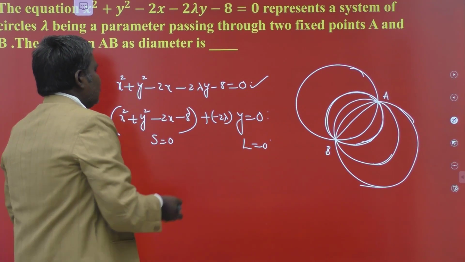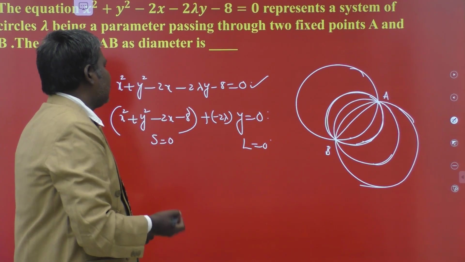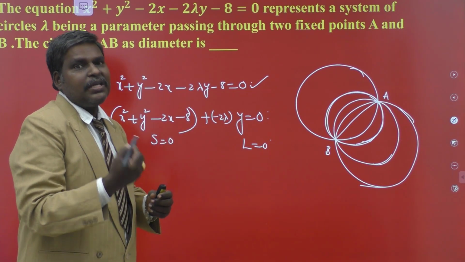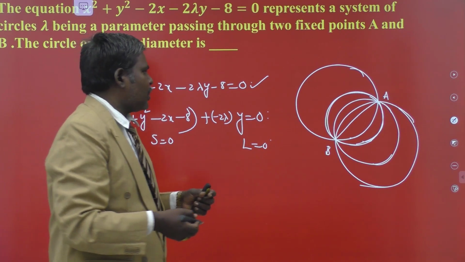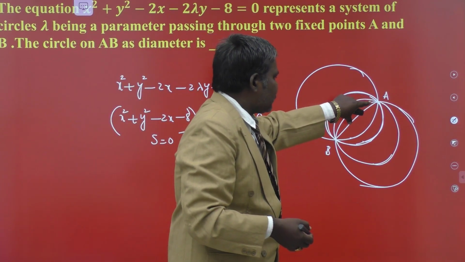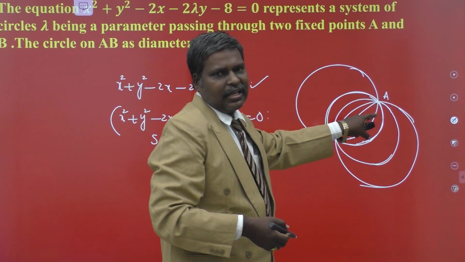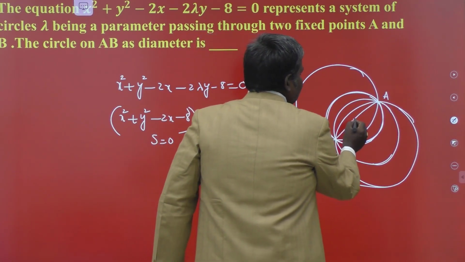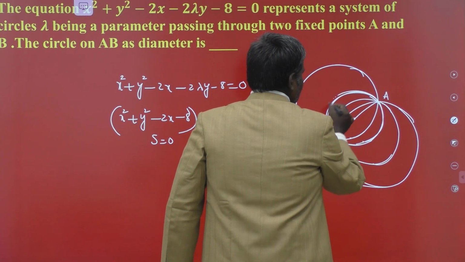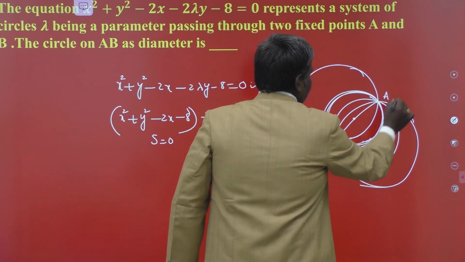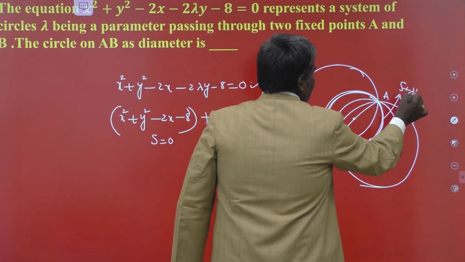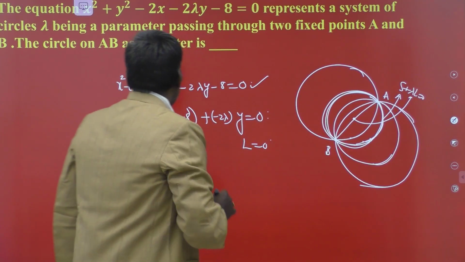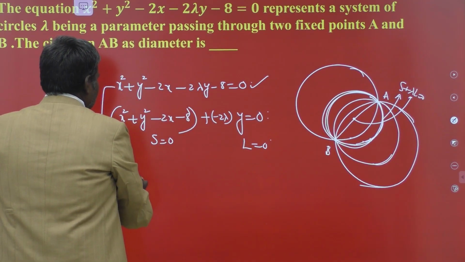Then what happened? The center of S plus lambda L equal to 0 lies on L equal to 0. AB is diameter. Already we have done so many problems related to that. S plus lambda L equal to 0 is one of the circles. If AB is the diameter of that circle, its center always lies on that line or not? This is the circle with AB as diameter. This is of the form S plus lambda L equal to 0. Its center lies on L equal to 0. So what is the center of the circle for some lambda?